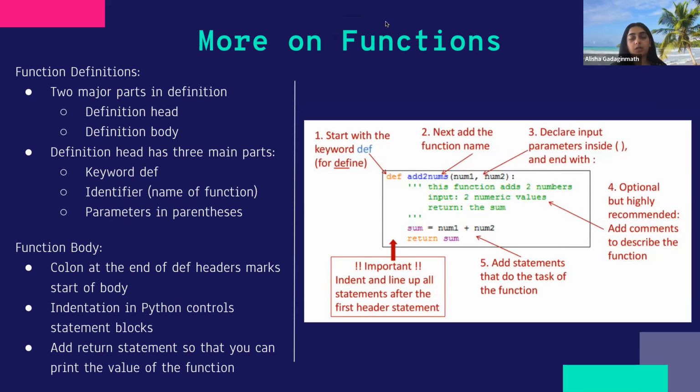The statements within the body are indented, showing that they are part of the function. And the body ends with the return statement to get a specific value from the function. In the example, there are comments describing what the function does, which is followed by the statements that complete the task of the function, which is adding 2 numbers. So sum is equal to num1 plus num2. And notice that num1 and num2 were the parameters declared in the definition head. And then these statements are indented, and the function ends with the return statement, returning the sum value.